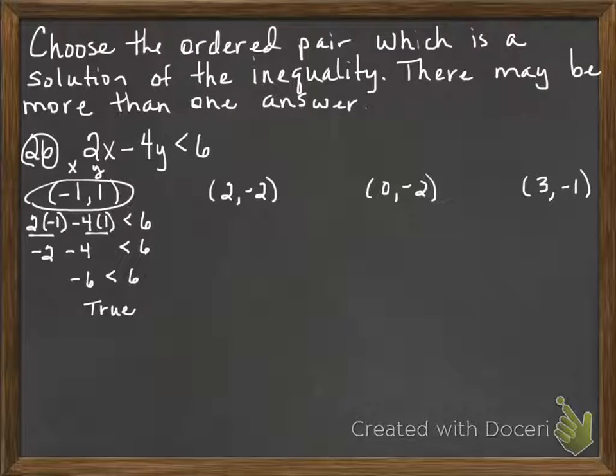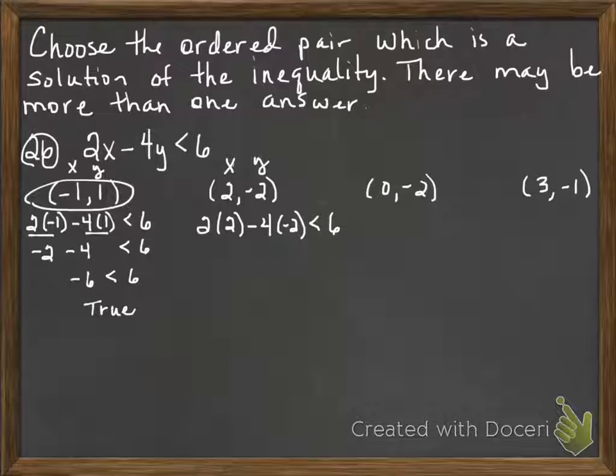So if that's a true statement, then that means -1, +1 is a solution. Now the directions say there could be more than one answer, so we have to keep checking all of the answers. In the second ordered pair, x is +2, y is -2. I'm going to go a little bit quicker through these because I've showed you how to plug in. So the second ordered pair would look like this: 2 times 2, since x is 2, minus 4 times y. Y is -2.